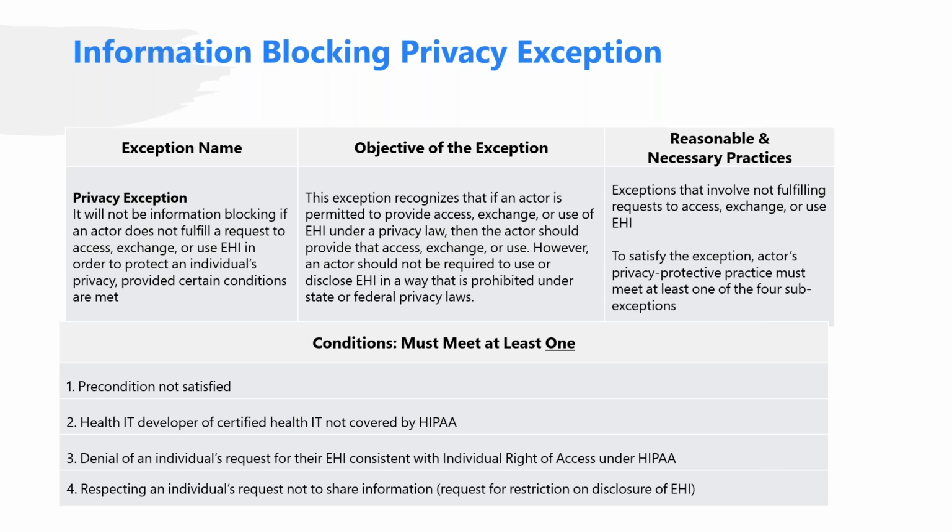Okay, and then this is an example of a privacy exception documentation, because you're going to have your exception name, the objective of the exception, or basically the rule itself you would have listed, and then reasonable and necessary practices. As you go through the exception, you've got to meet the definition defined in it. This says must meet at least one. I would encourage you to meet as many as possible and document accordingly.